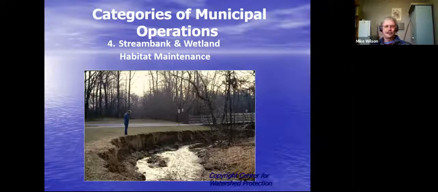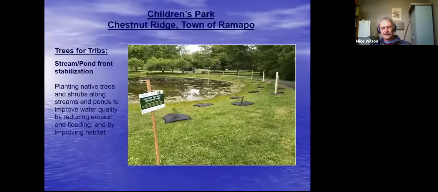Another suggestion is streambank and wetland habitat maintenance. You can plant trees or vegetation along these wetland areas, and they will help mitigate and clean up some of that non-point pollution. It will help improve water quality.